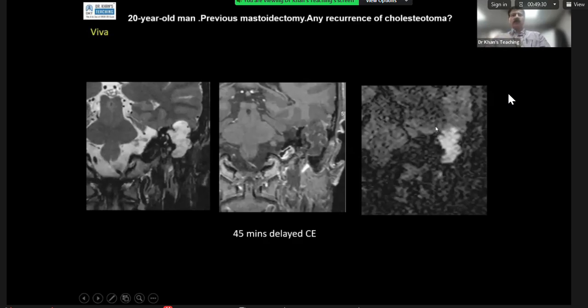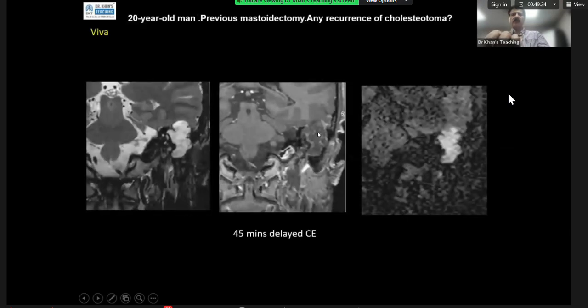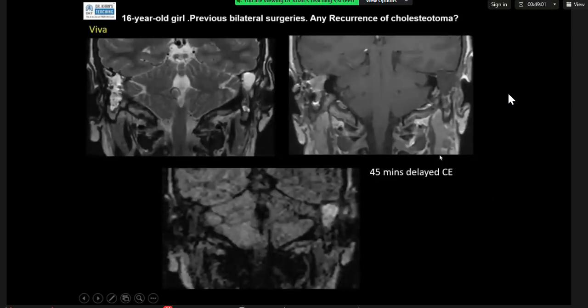This is an interesting one. If you see here, this one did not enhance. This one is showing slight peripheral enhancement. At times this can happen. The surrounding granulation tissue can enhance, but it is showing restricted diffusion. So this is, candidate 3, cholesteatoma. Yeah.